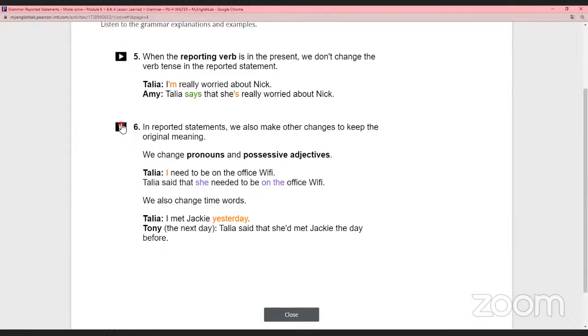And we also change time words, right? It looks unnecessary in Spanish, right? We use the same time word, but in English we change it, right? So if it's going to be yesterday, I'm gonna change it to the next day, right? I'm gonna send you a pic of this. Give me a second. So I'm sending you through your chat.